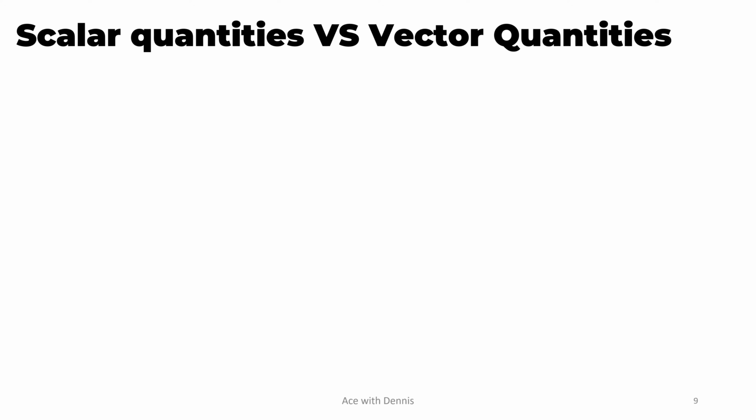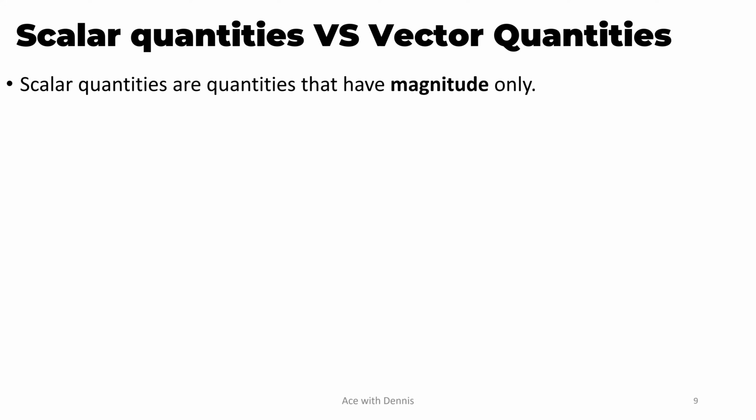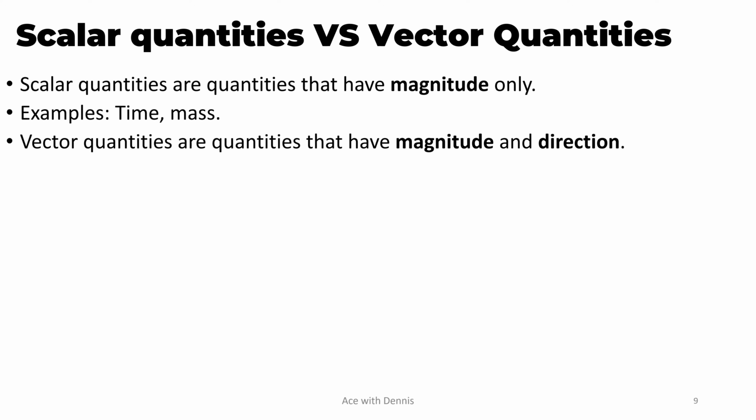Scalar quantities and vector quantities. Scalar quantities are quantities that have magnitude only, for example, time and mass. Vector quantities are quantities that have magnitude and direction.